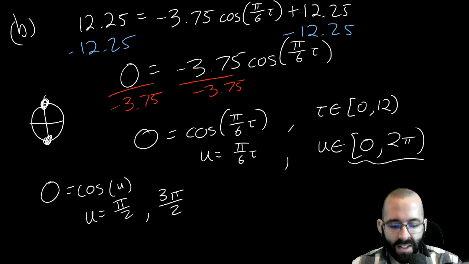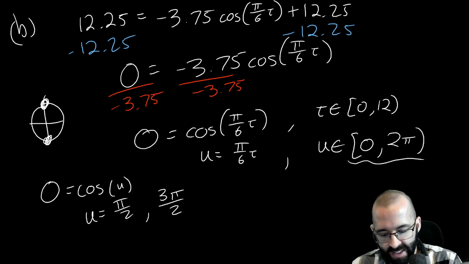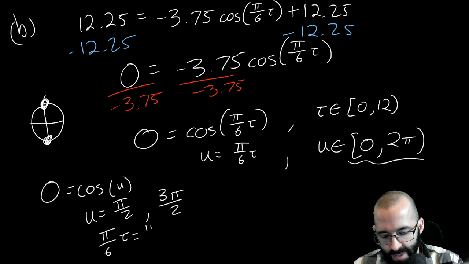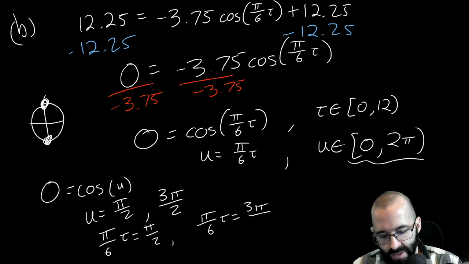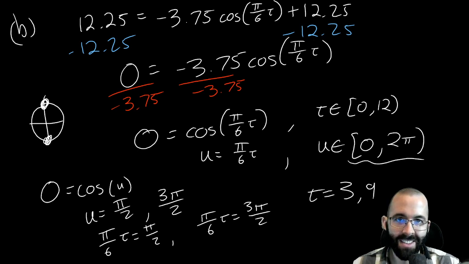That's what u is. That's not that helpful, though. We want to know what t is. U is pi over 6t, so just replace it. So when pi over 6t equals pi over 2, and when pi over 6t equals 3 pi over 2, multiply both sides by 6 over pi, and you're going to get t is equal to 3 and 9.